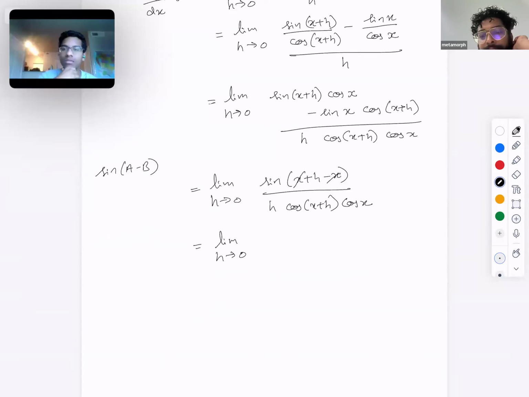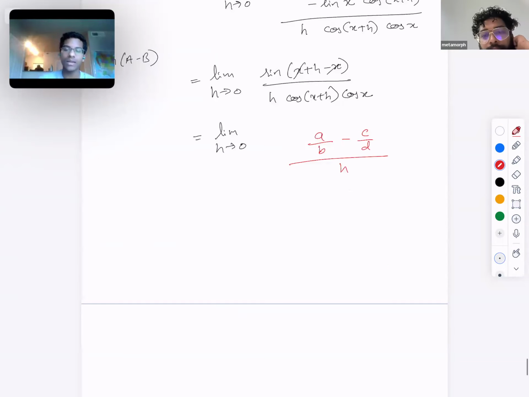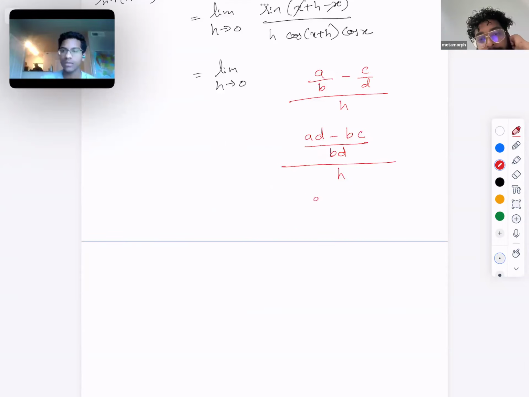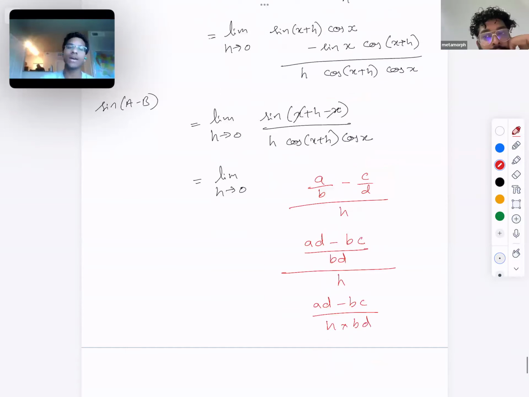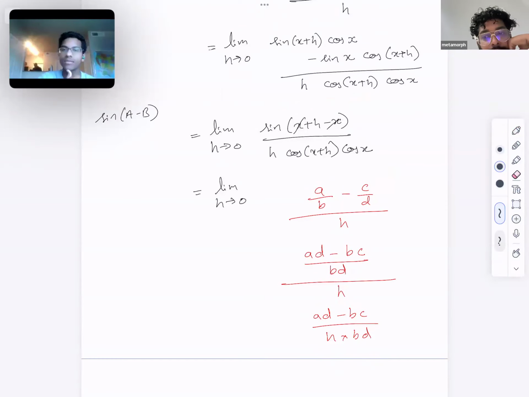I am not sure if I completely got your question, but look, A over B minus C over D, over h, right? That's what we have. So I'm just representing it by single variables. When I solve this, I'm going to get AD minus BC over BD, the whole over h, which can then be written as AD minus BC over h into BD. Then we can't do it like that. Got it. Your doubt is clear, right?